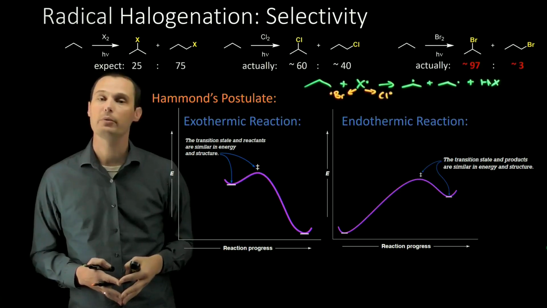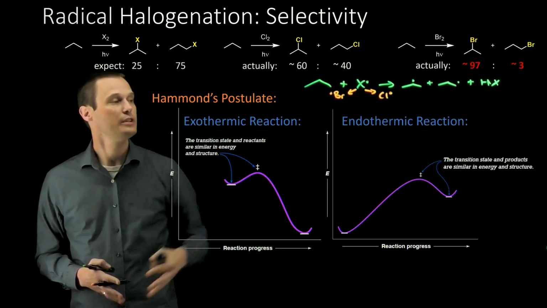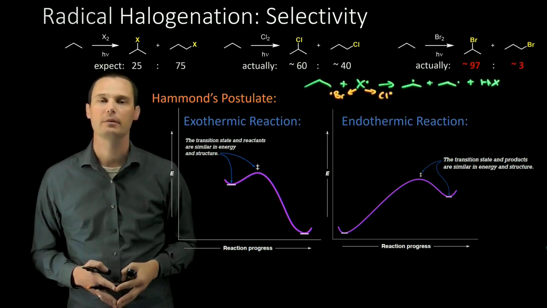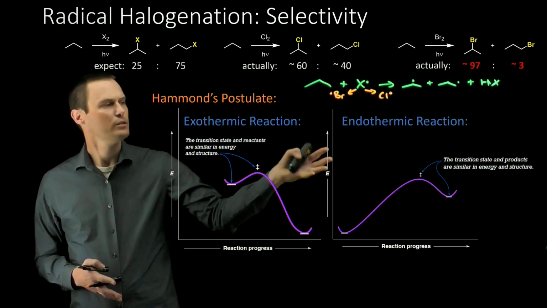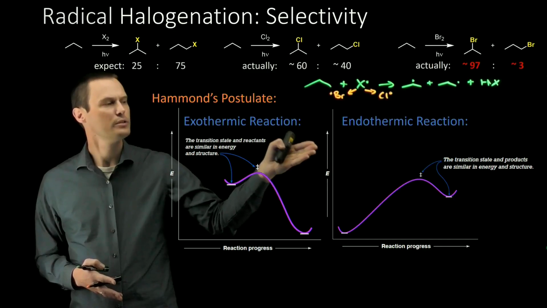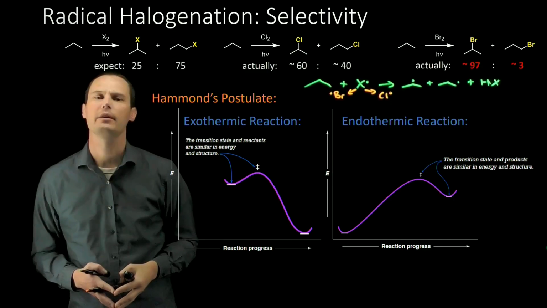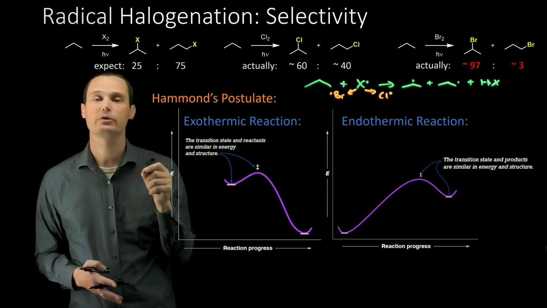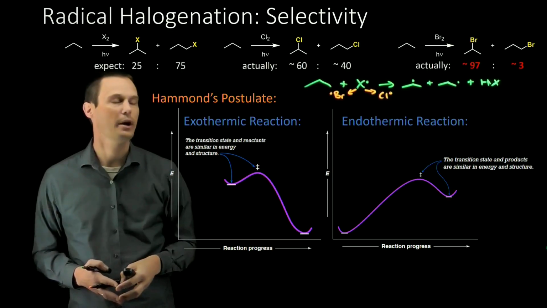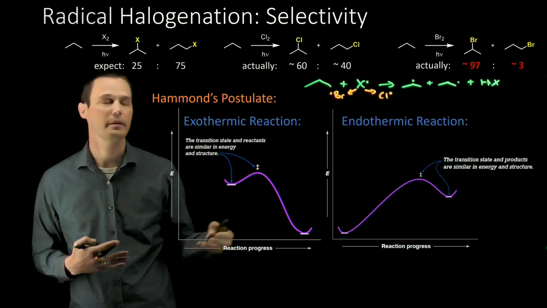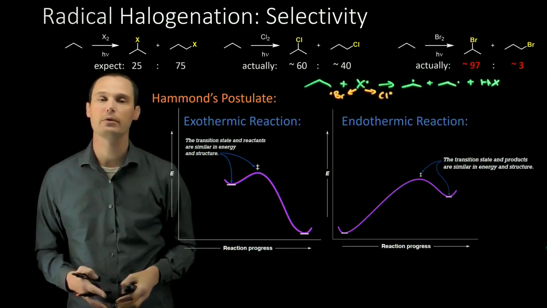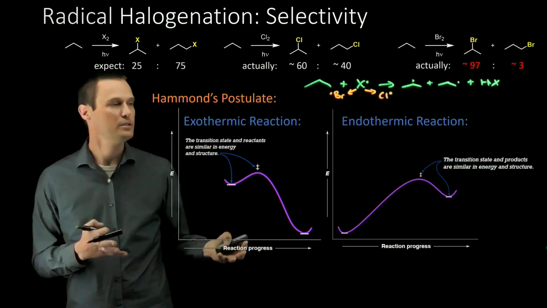For an endothermic step, the reverse is true. The transition state and the products are similar in energy and therefore similar in structure. The transition state is most similar to the products in an endothermic step, and therefore the stability of the transition state is governed by the stability of the products. Again, that's really important. We'll come back to that later. The stability of the transition state is governed by the stability of the products. This is Hammond's postulate.